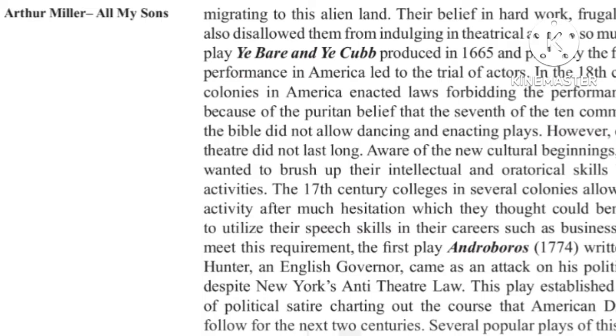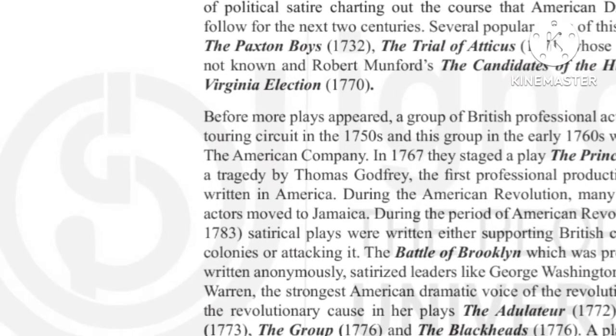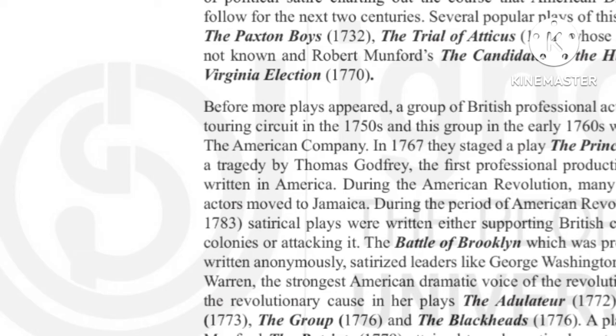Several popular plays of this period were The Paxton Boys 1732, The Trial of Atticus 1771, whose authorship is not known, and Robert Munford's The Candidate or the Humors of a Virginia Election 1770. And thereafter people started writing plays, and many plays came into existence like The Paxton Boys, The Trial of Atticus, and The Candidate or the Humors of a Virginia Election. All these kinds of dramas came into existence.